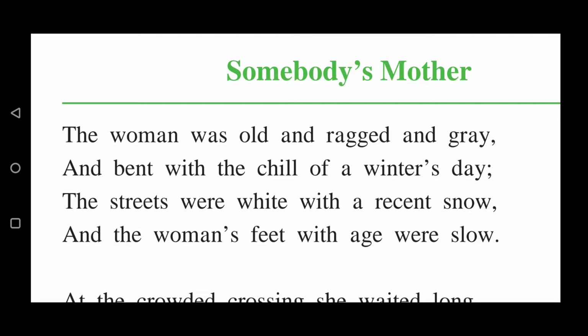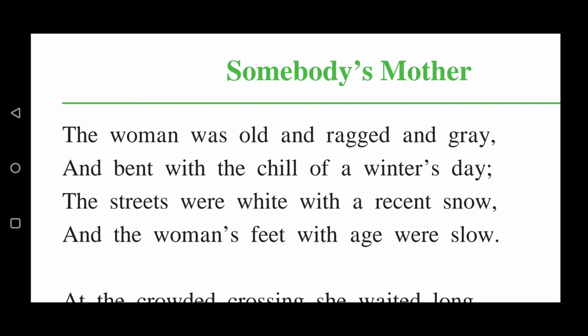So here it is saying that the old woman is shown, and she is ragged, that means poor, her clothes are torn, and she is grey, that means she is old. That is, her hair is white, and bent with the chill of a winter's day. As the lines tell us, it is a winter day, it is cold, the climate is very chilled, and because of that chill, that woman is a little bent. She is bent, not straight.